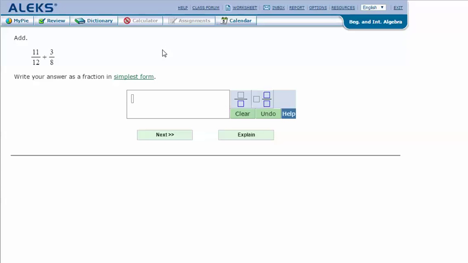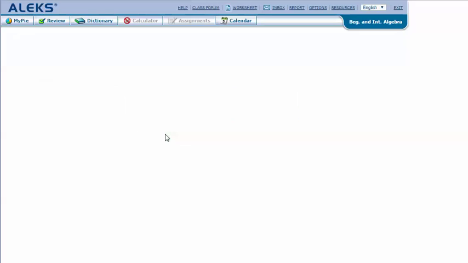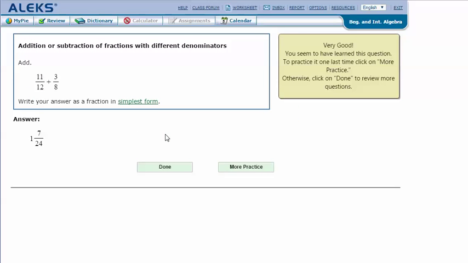In my ALEKS screen, type in the answer that I got in my notes. 1 and 7/24. And click Next. And it says that I got the correct answer.